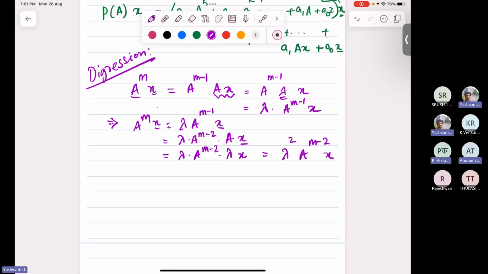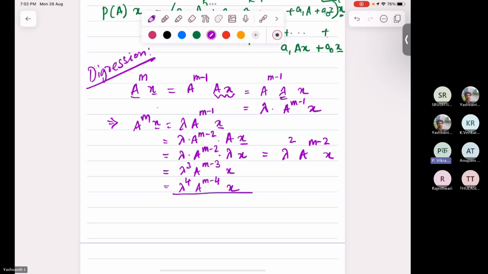Now, similarly, I can again keep on doing. Similarly, this will become lambda cube into A power m minus 3 times x. It becomes lambda power 4 into A power m minus 4 x. Is this clear? I can keep on doing the same procedure. Can anyone confirm if this is clear? Yes, correct. Then what happens?